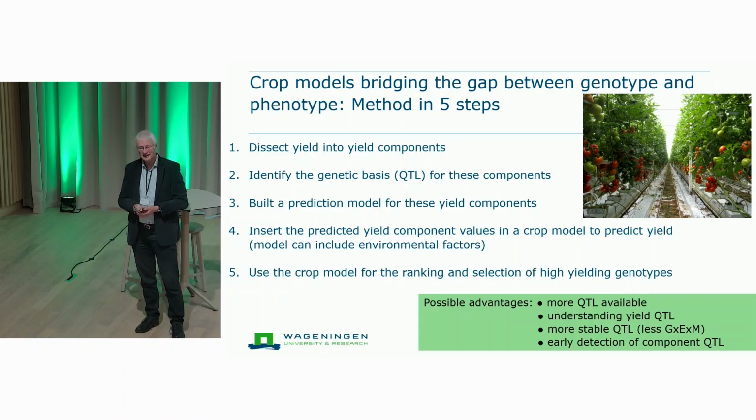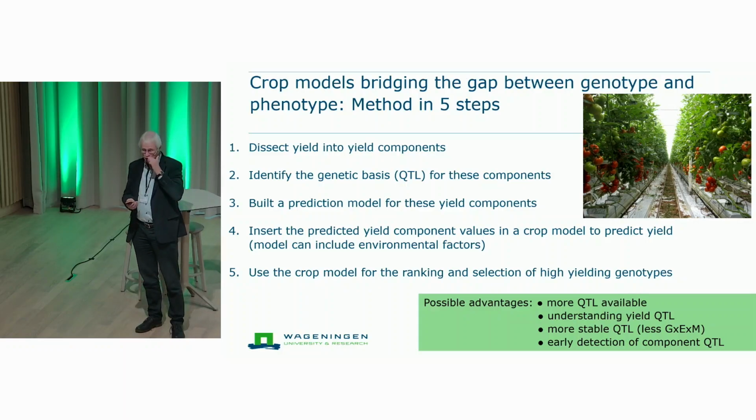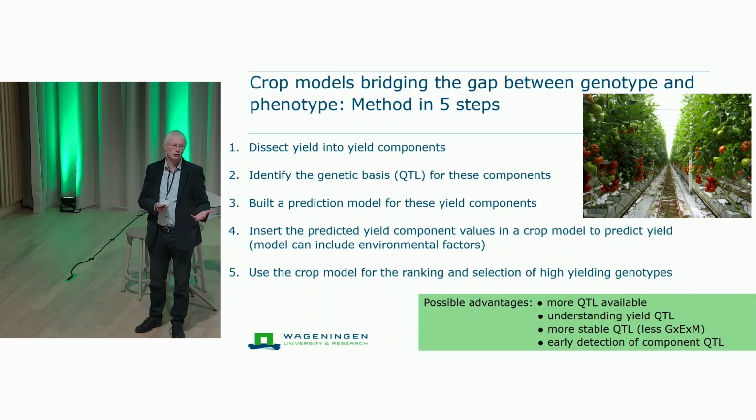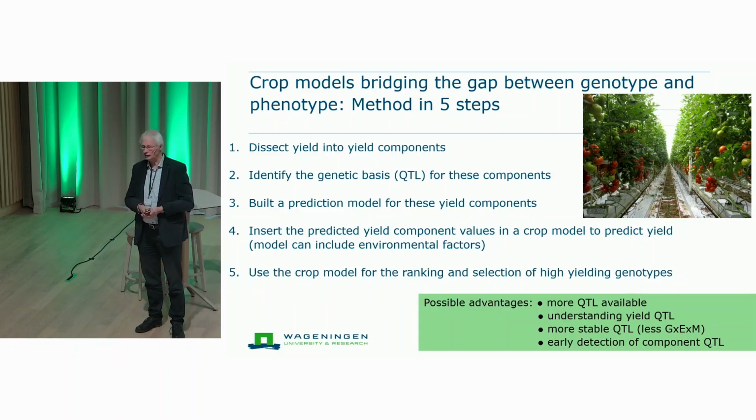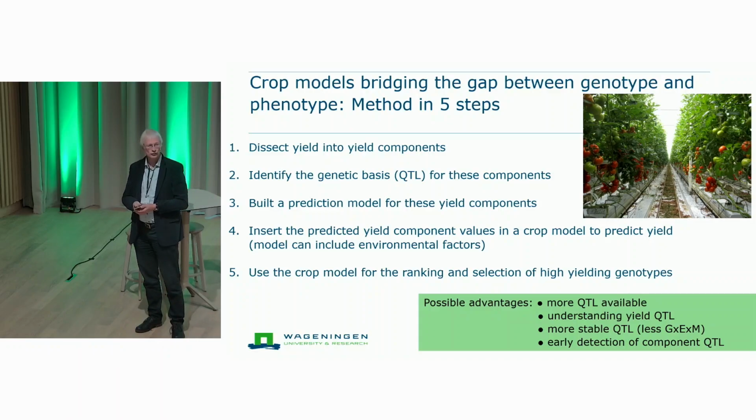What we expect is that we get, in this way, more QTLs available. We get an understanding of QTLs for yield. So, for example, for a yield QTL, we can see if it is a yield QTL because it influences the harvest index or because it influences the photosynthesis rate. We get more stable QTLs, at least that's the expectation. And some of these underlying components, maybe we can determine already in an early crop stage. To give you an idea, for high-tech tomato cultivation in the Netherlands, the cultivation takes 11 months. So if we can do our analysis over a shorter period, that would be very helpful and economically meaningful.